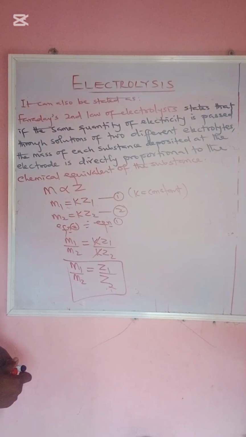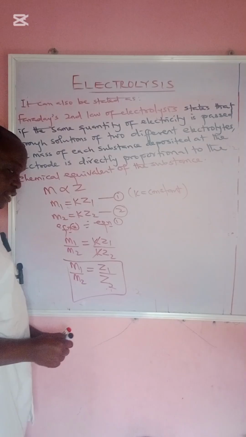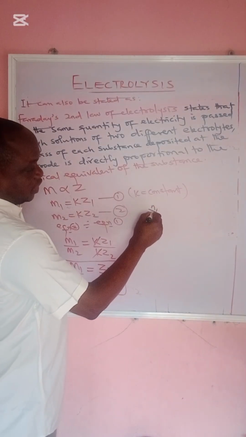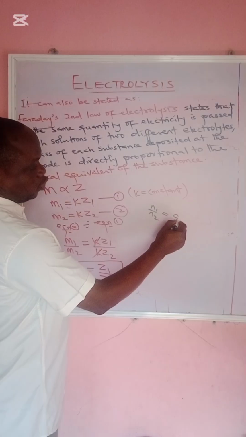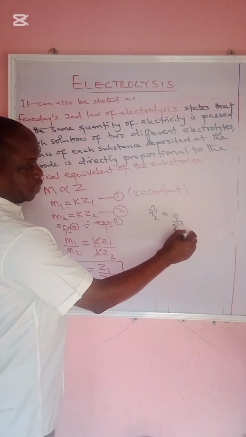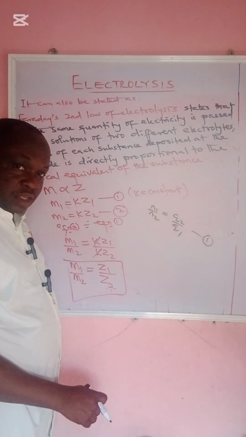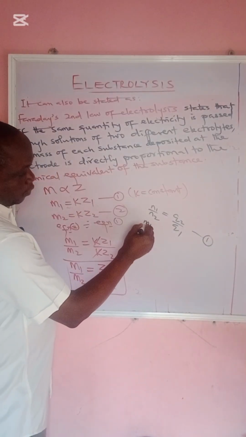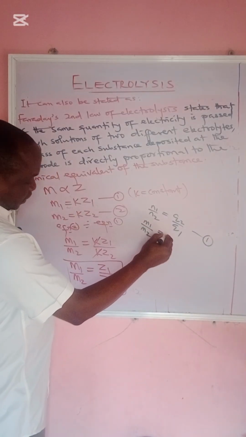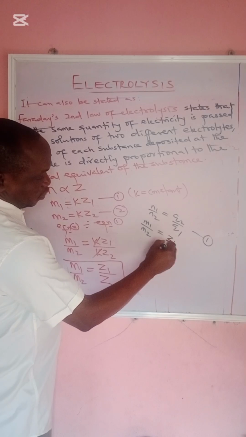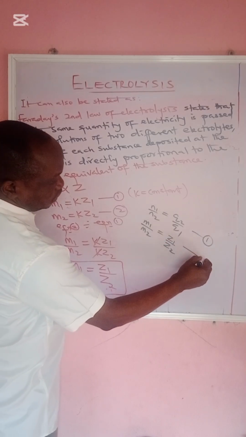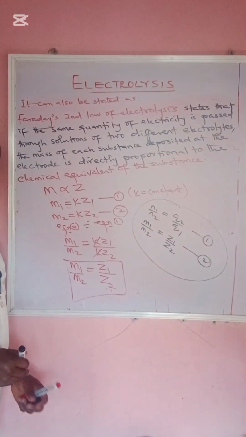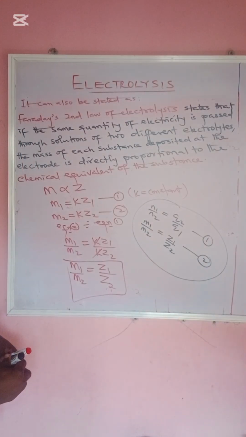So there are two formulas here. The first one, if you still remember, is M1 over M2 is equal to Q2 all over Q1. This is the first formula of Faraday's second law of electrolysis. The second one is M1 over M2 is equal to Z1 all over Z2. This is the second formula. So these are the two mathematical expressions for Faraday's second law of electrolysis.